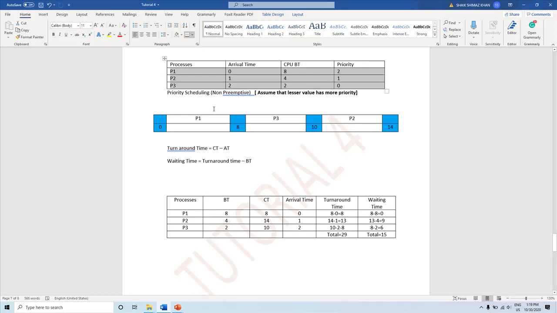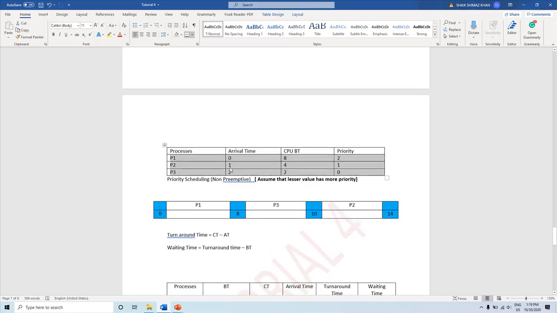So which process among these three has the highest priority? If the value is less, then the priority is more. So the process 3 has the lowest value. That means its priority is high. Process 3 has the highest priority. Second highest priority process is P2. The third, the lowest priority process is actually P1. So understand, if the value is less, it shows the highest priority.